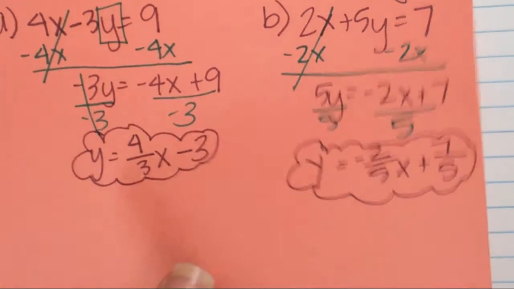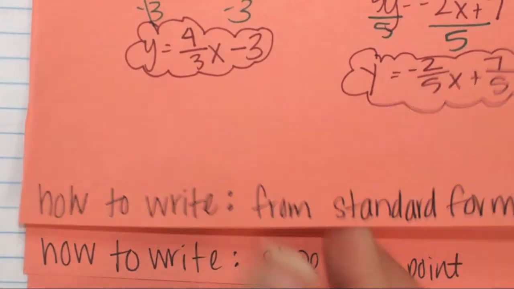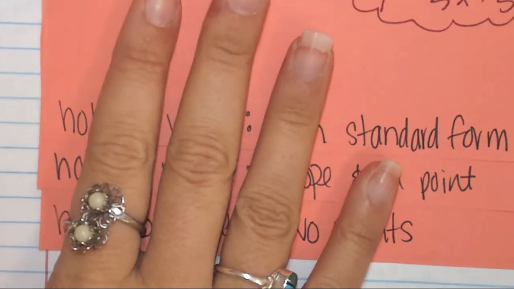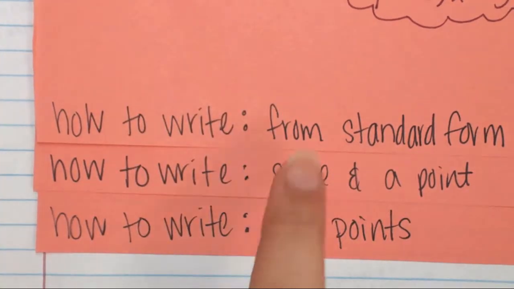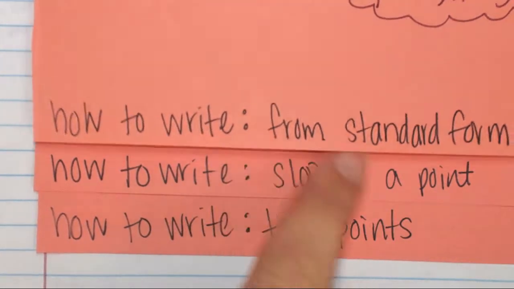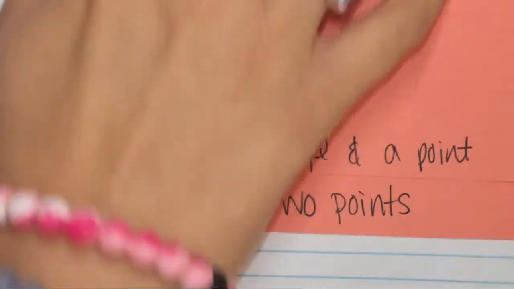Okay, so the next one is, we've learned how to write it if I give you the slope and y-intercept. We know how to convert it if it's in standard form. The next one is if I give you a slope and a point. If I give you a slope and a point, we're going to be able to plug these in and write in slope-intercept form. So the directions say, are y'all ready?